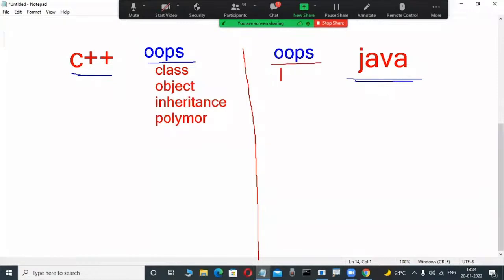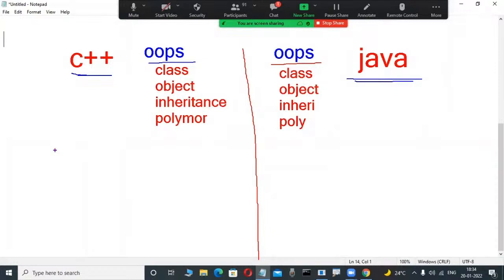OOPS concepts mean what is a class? Okay, fine. What is an object? Some concepts are there, or not? Yes, here. What is inheritance? Okay, fine. Yes, here. Again, what is polymorphism? So many concepts are there. That's why conceptually class, object, inheritance, polymorphism are the same in C++ and Java. Conceptually, what is a class, what is an object, what is inheritance, what is polymorphism, like this, encapsulation, binding, something. Okay, but observe here.